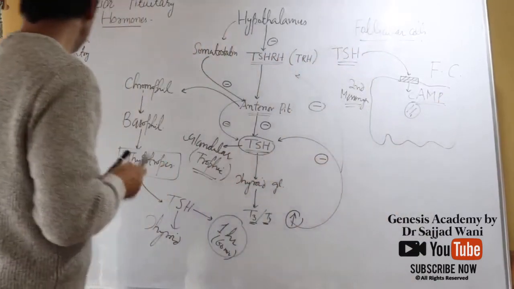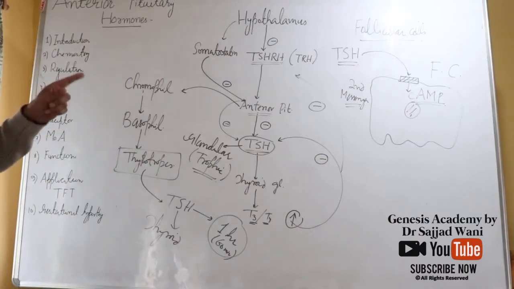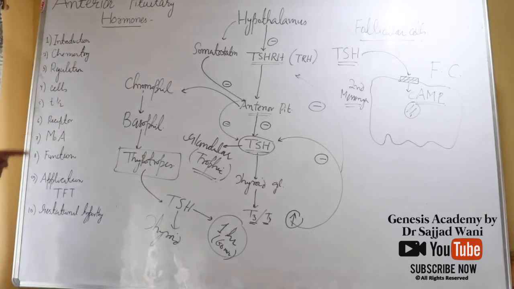So you must remember that the receptor of thyroid stimulating hormone is on the cell membrane of follicular cells which are present in the thyroid gland, and it acts through a second messenger. The second messenger in case of thyroid stimulating hormone is the cyclic adenosine monophosphate.